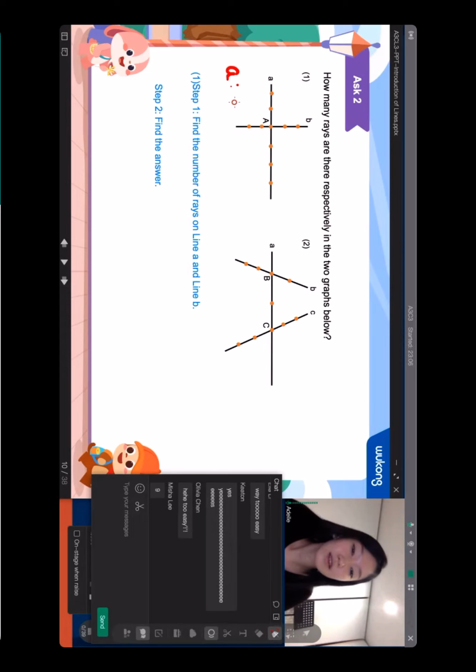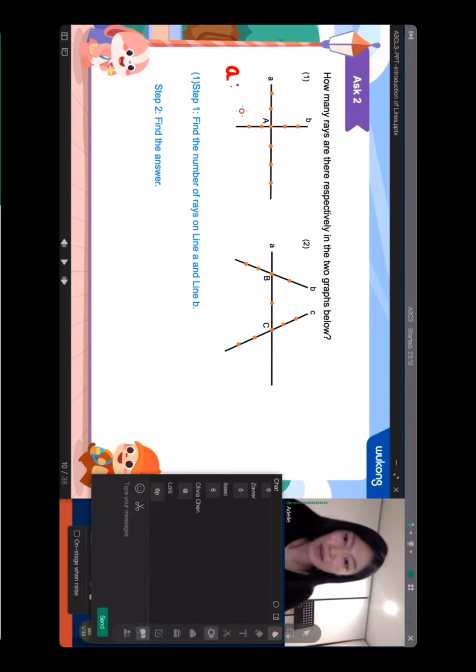Someone want to tell me in the chat box? How many endpoints do you see on line A only? Yeah, so we have 6 endpoints there, right? And we know that each can have 2 rays. So we're going to multiply 6 by 2, which will give us 12 rays.